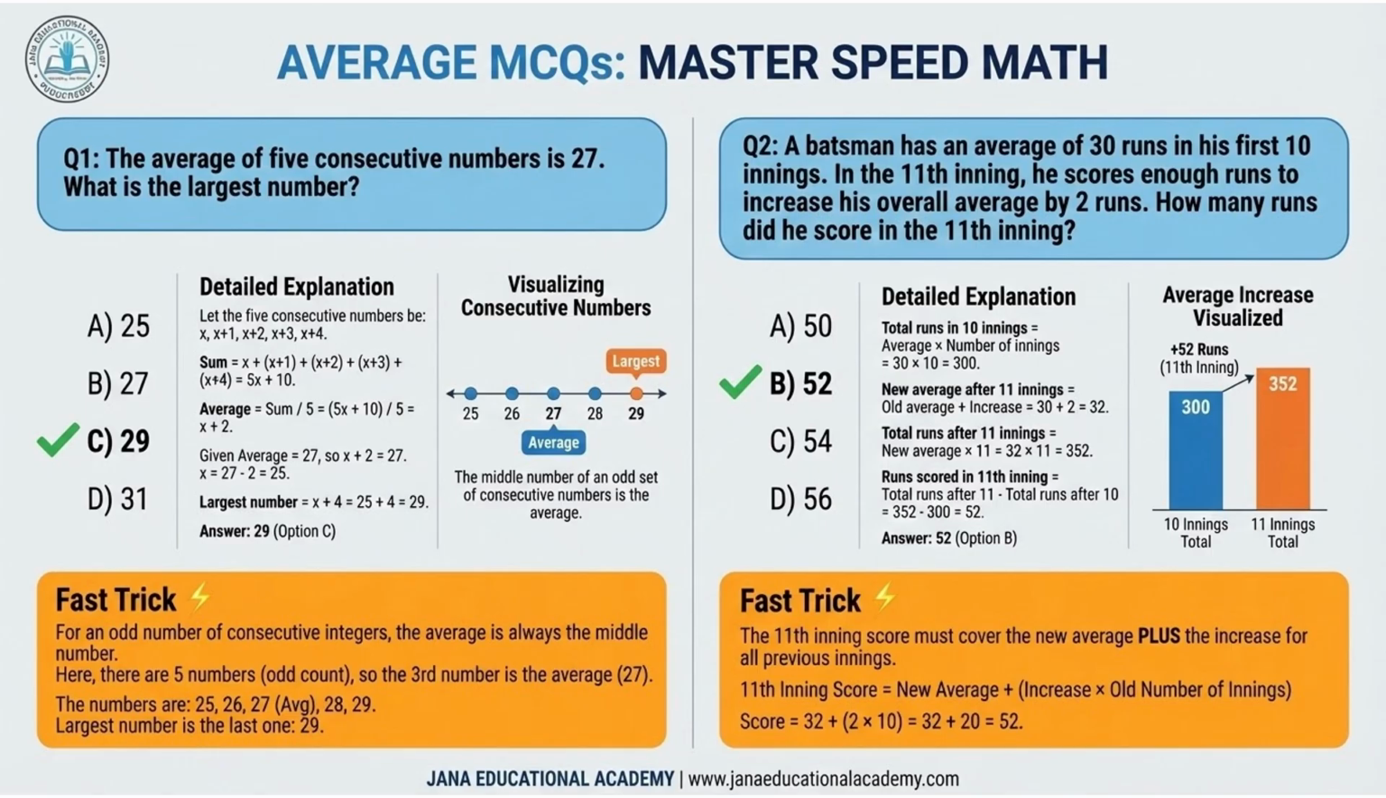In the 11th innings he is going to play, he scores enough runs to increase the overall average by 2 runs. That means the 30 is going to 32 right now. The batsman has an average of 30 runs playing 10 innings, so he has 300 runs totally. In the 11th innings, this 30 is going to increase by 2.